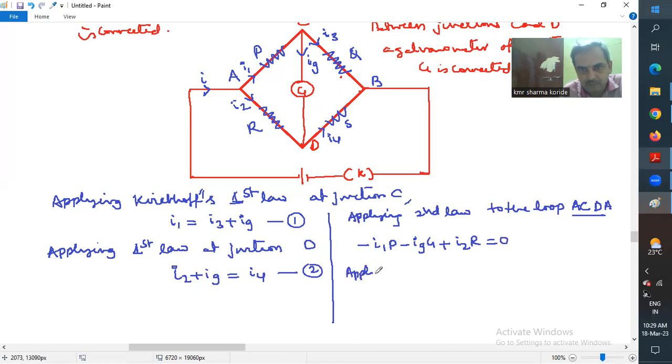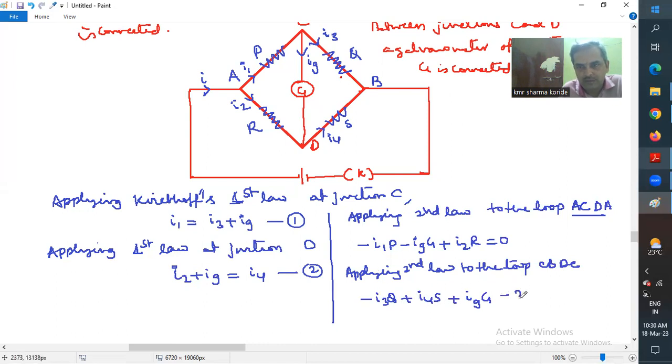Similarly, applying second law to the loop C, B, D, C. So you are moving in the direction of I3. So potential drop between C and B is minus I3Q. From B to D, you are moving against I4. So therefore corresponding potential drop is positive, I4S. Between D and C, moving against Ig. So therefore corresponding potential drop is positive, Ig with capital G. Okay, so this is equation 3.